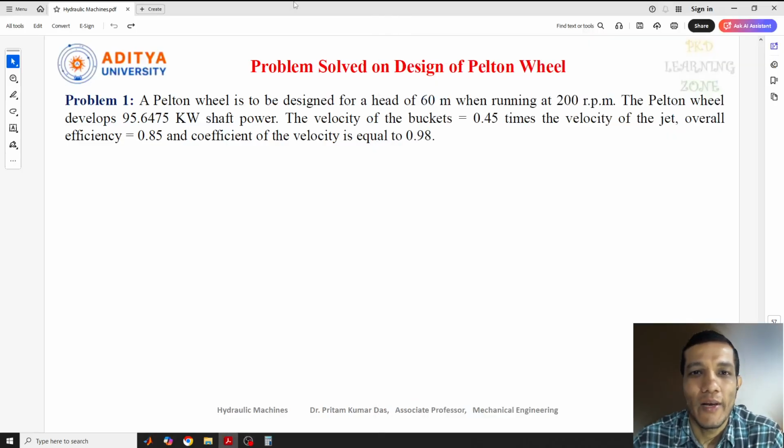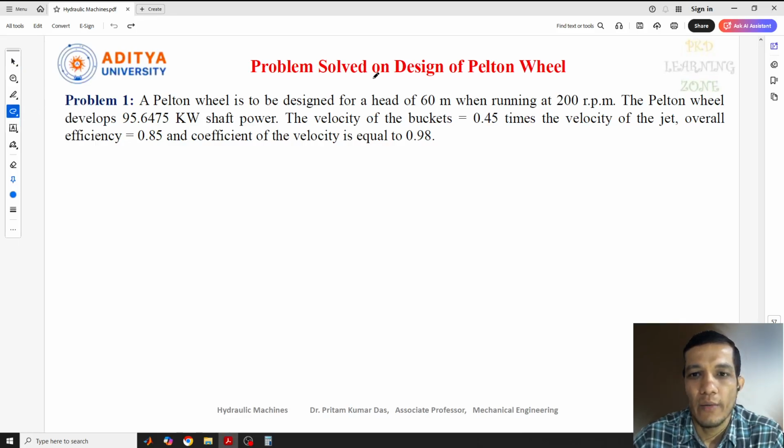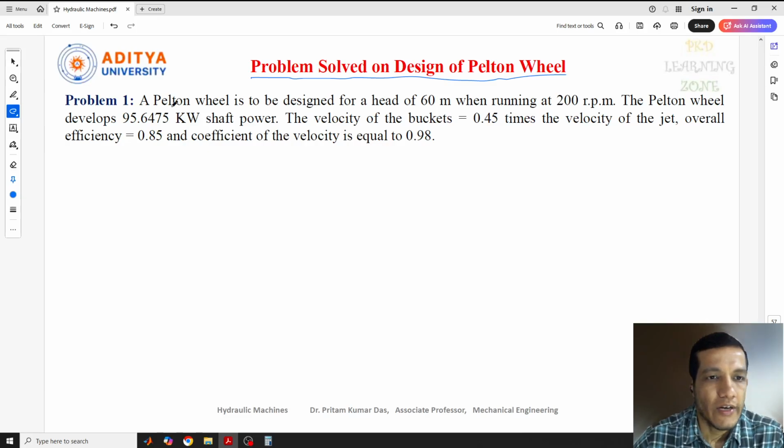Hi everyone, welcome to this new lecture of hydraulic machines. In this lecture, we'll solve a problem on design of Pelton wheel. How to design a Pelton wheel, we'll see here, and what parameters are required and how to identify these parameters. So here I've taken a question of a Pelton wheel is to be designed.